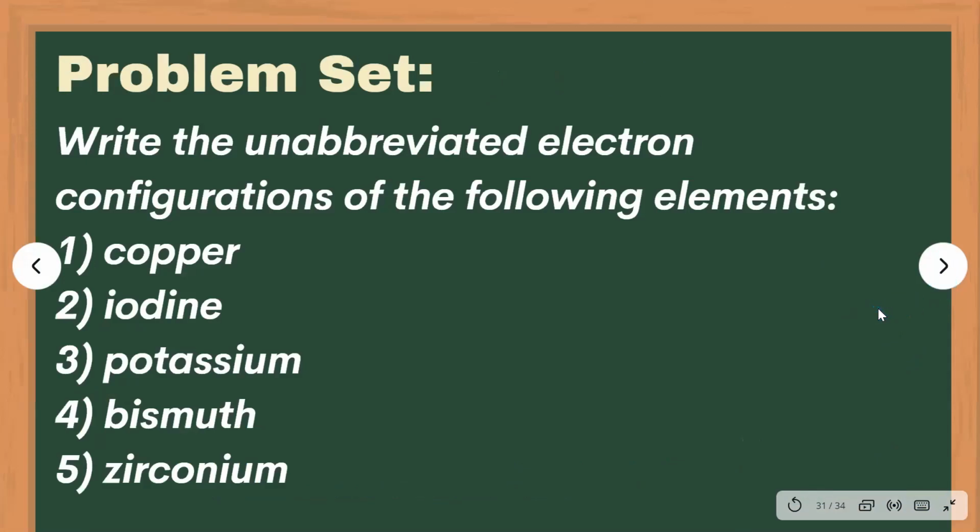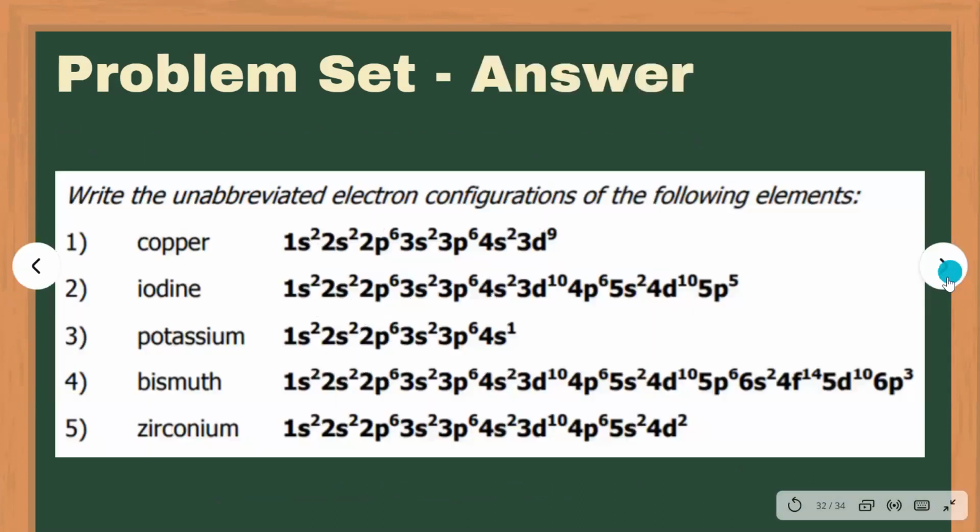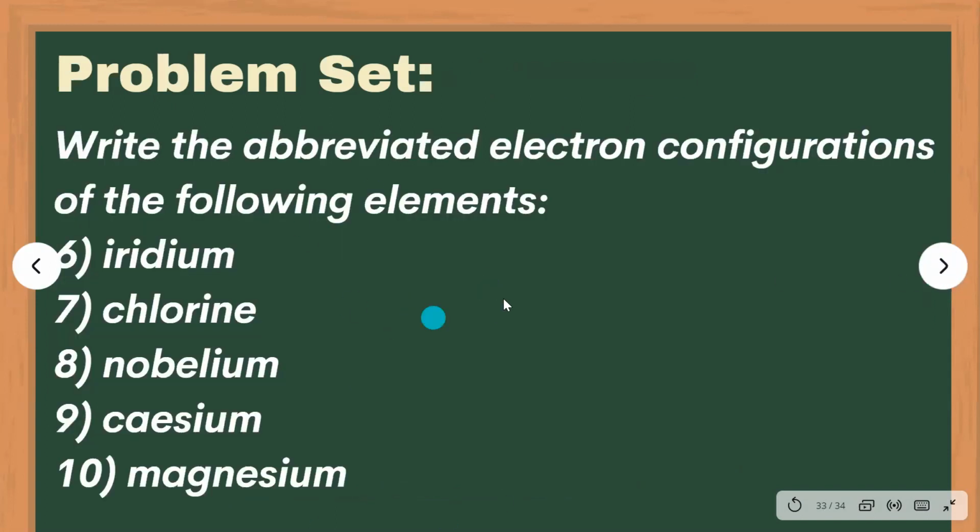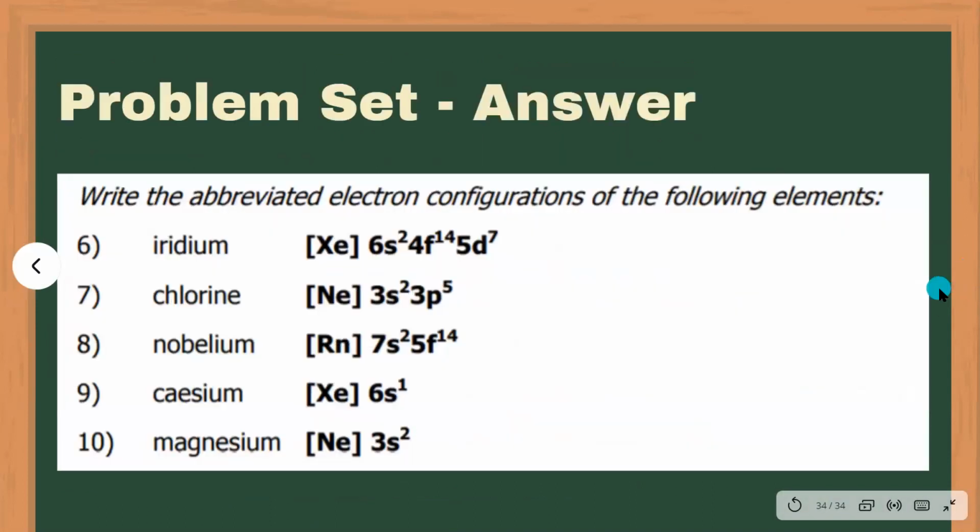So here is the problem set for this topic. You have to write the abbreviated electron configuration, which means that you have to consider the noble gas notation. Okay, so the answer is here also. And the last one is you have to write the abbreviated electronic configuration of the following. And I also provide here some answers. And I think that's it for today.